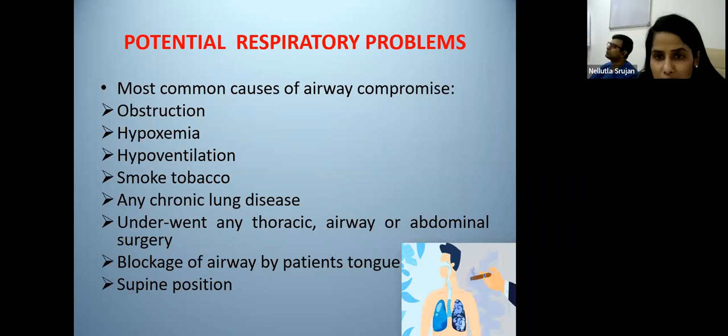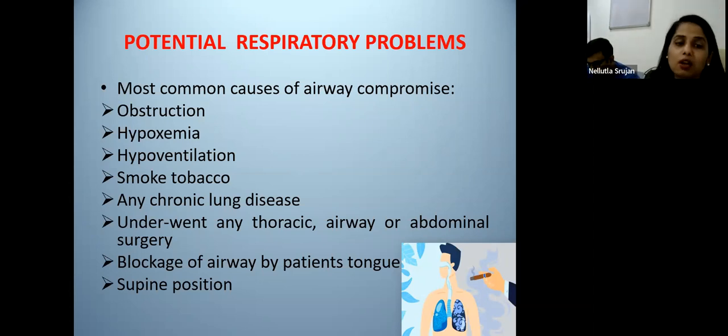Then let's go to the respiratory complications. Some of the complications to take into consideration are obstruction. There can be chances of airway obstruction. Hypoxemia is nothing but a decreased level of oxygen in the blood. Then hypoventilation, where the breathing pattern is very slow or shallow. In such cases the body's requirements have to be met, so the normal breathing pattern is not found there.